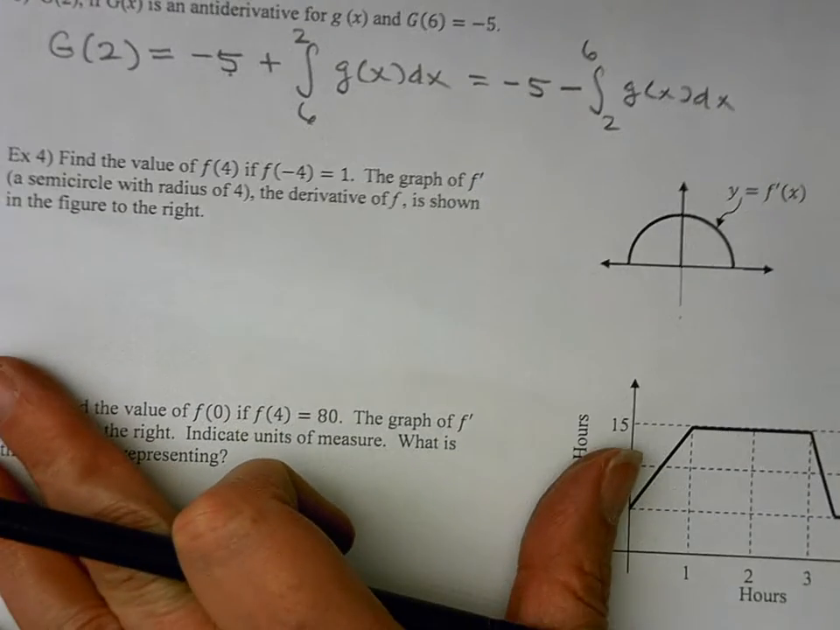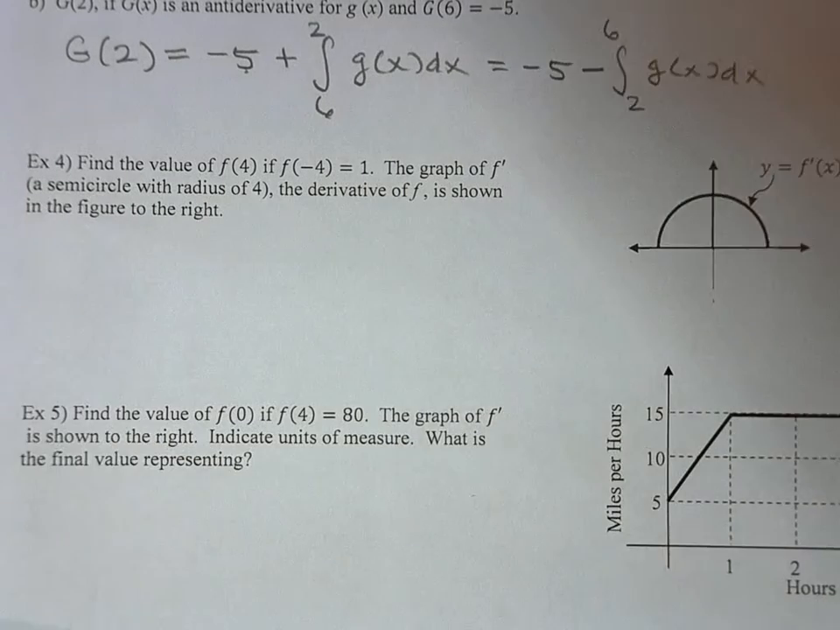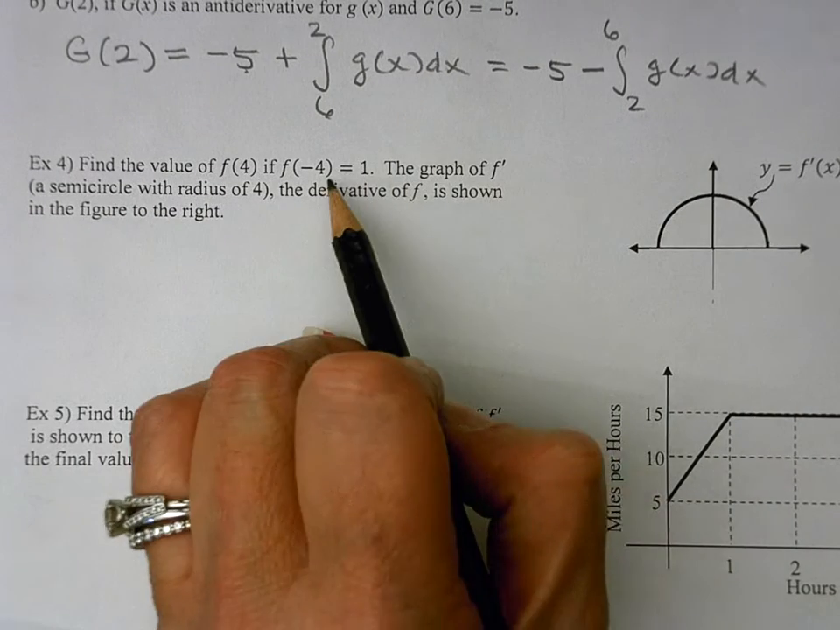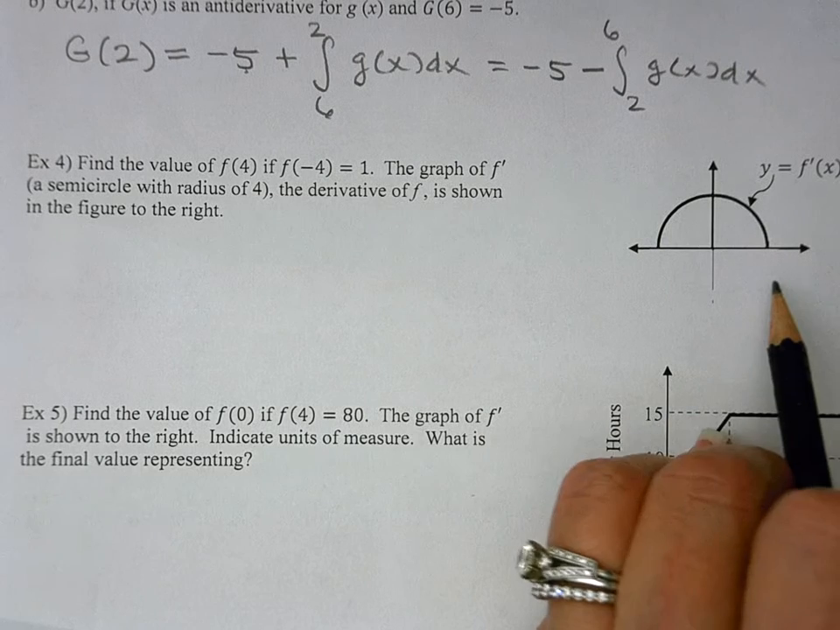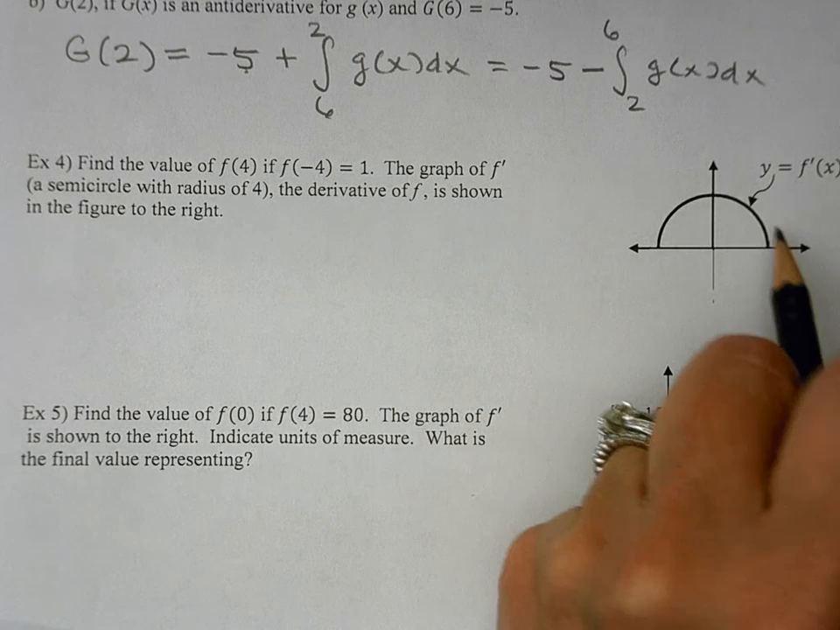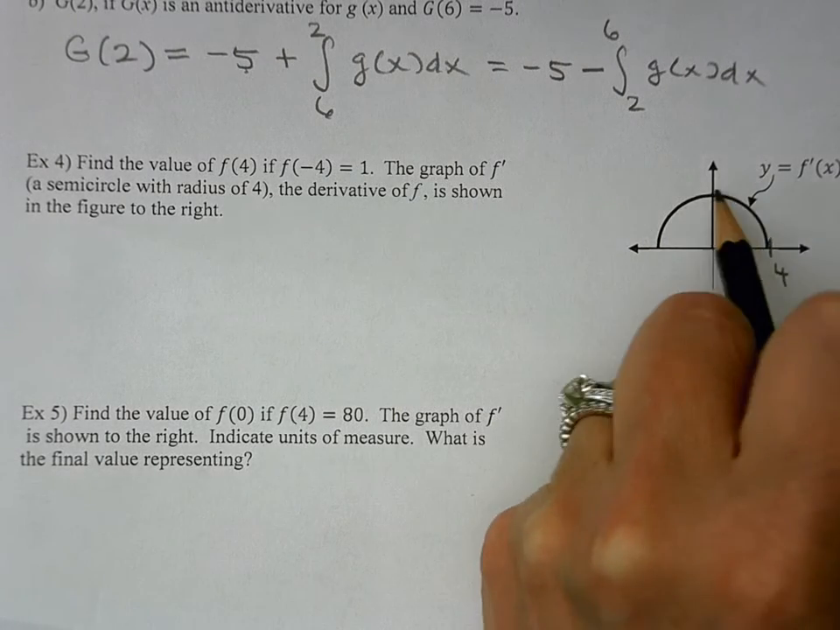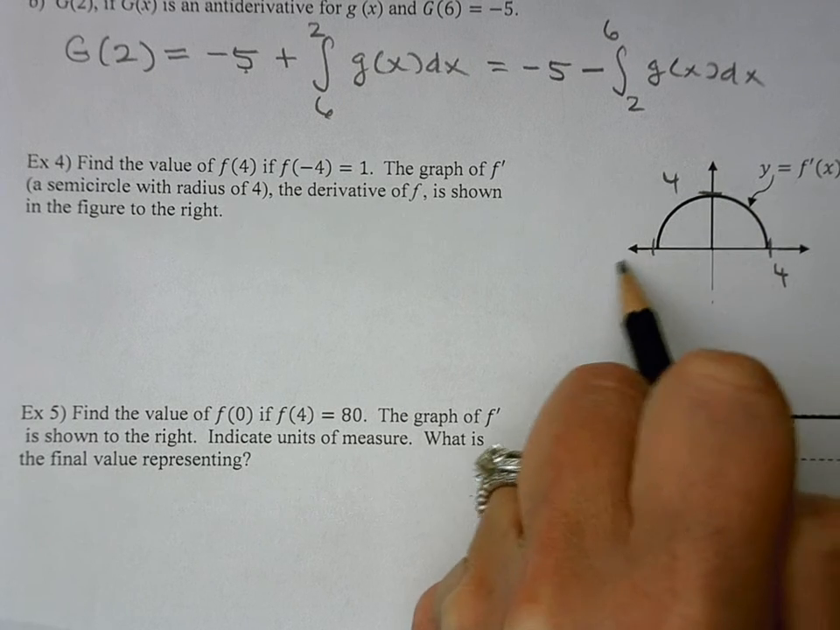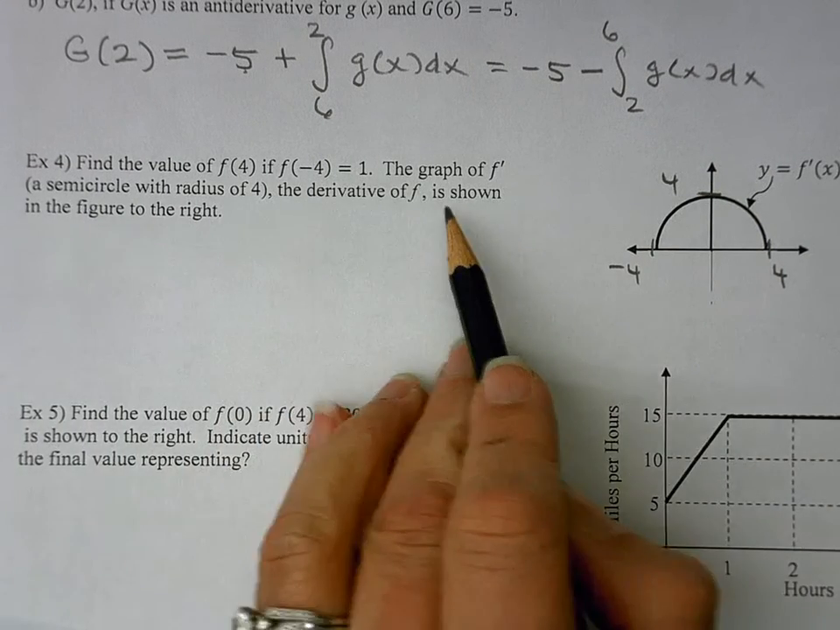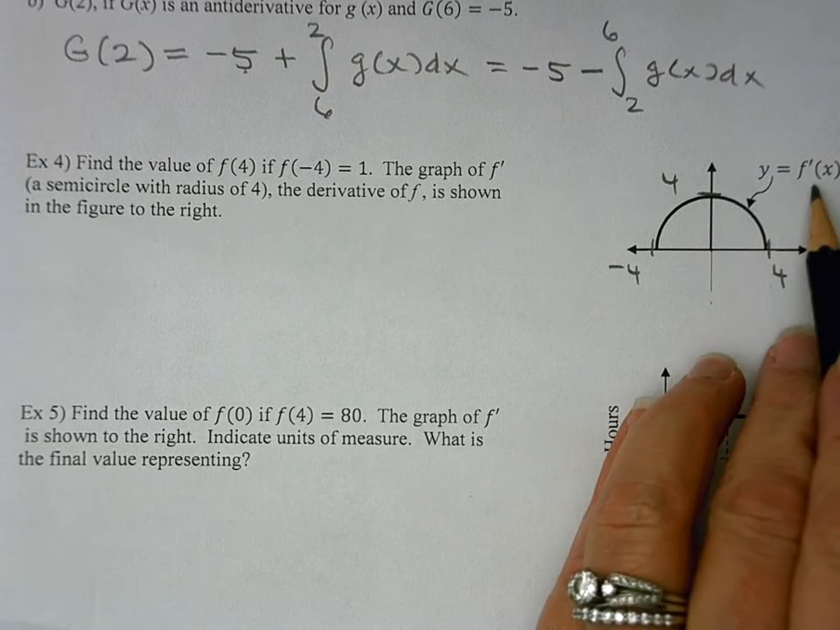All right, so for this one right here, we want to find the value of f of 4. And we know that f of negative 4 is equal to 1. And then this is a graph of our f prime, and it is a semicircle with radius 4. So let me mark all of those values. And the derivative of f is shown in the figure to the right, so f prime.